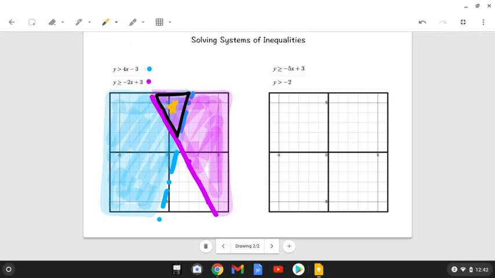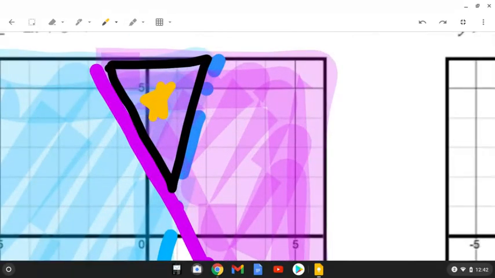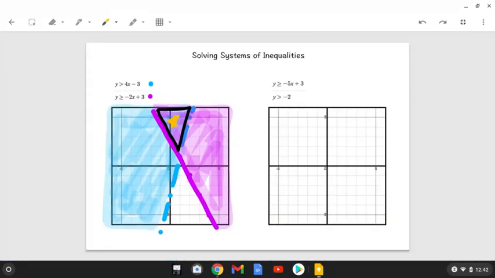So I want you guys to understand that. It's not over here where there's pink. It's not that. It's not over here where there's blue. It's not that as well. It's only going to be where they overlap one another. All right, so hopefully that makes sense.